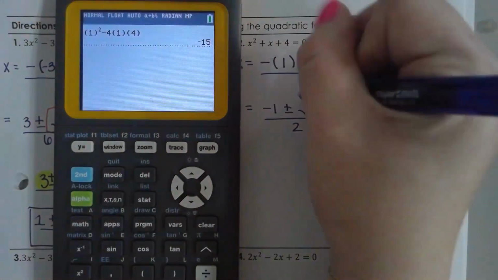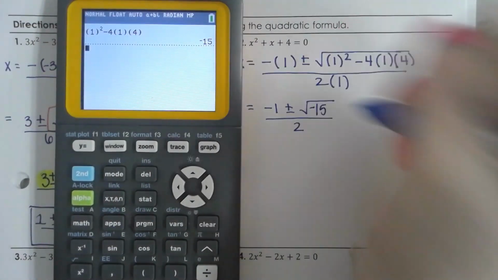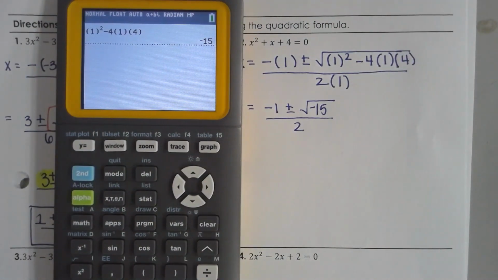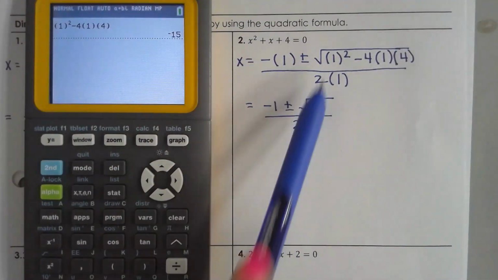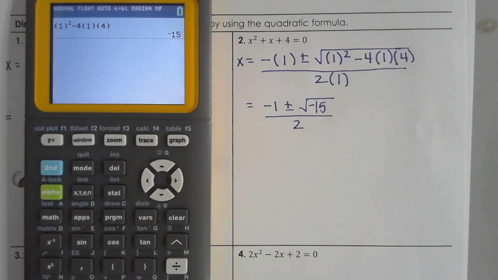So I get negative 15 under the square root, and that's all over 2, because 2 times 1 is 2. Any questions? Okay.